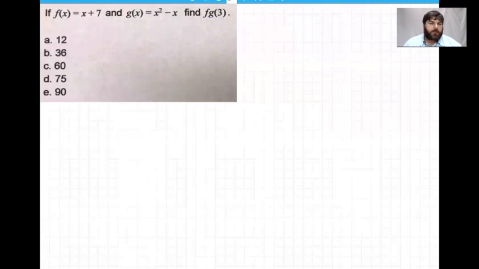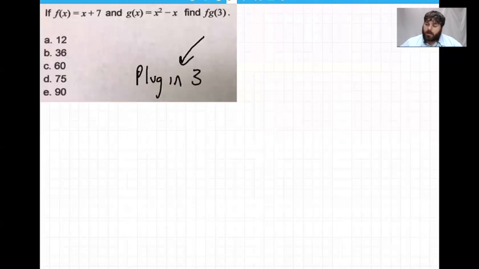All right, if f of x equals x plus 7 and g of x equals x squared minus x, find fg of 3. All right, so remember fg of 3 is really f times g. So I have 2 ways of doing this. I can plug in 3 first, then multiply f and g.